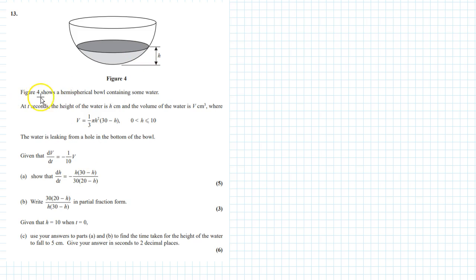Question number 13. The figure shows a hemispherical bowl containing some water. At t seconds, the height of the water is h centimeters and the volume is v cubic centimeters. The water is leaking from the hole at the bottom. Given that dv over dt is minus 1 over 10 v, show that dh over dt is as required. Now we have to find dh over dt.